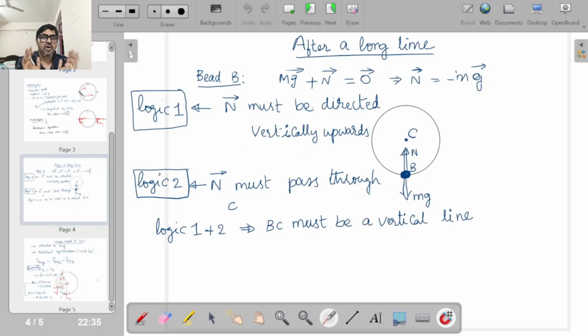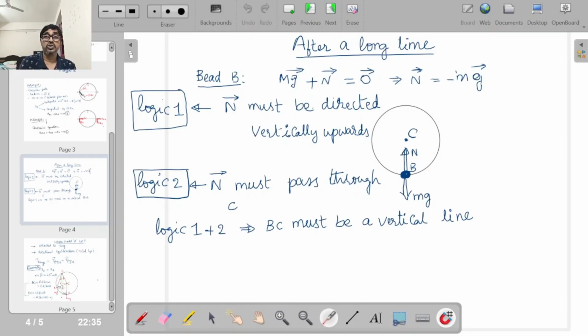Finally, after a long time when the body comes to rest, mg and N have to oppose each other. mg is vertically down, meaning N has to be vertically upwards. That is logic 1. Logic 2: normal is always normal. What does it mean? Normal is always perpendicular to the tangent. Normal always passes through the center of curvature. So normal must pass through the center of curvature is another logic, that's absolutely okay, always true.